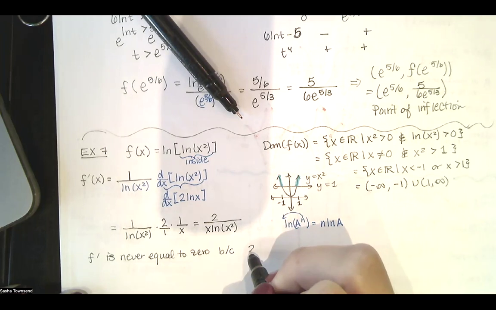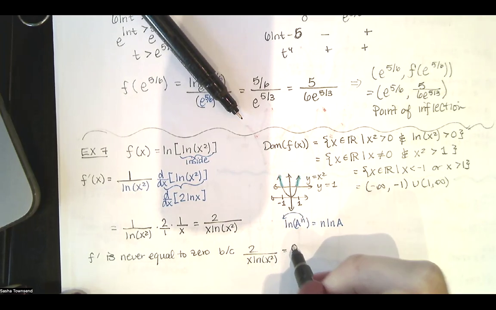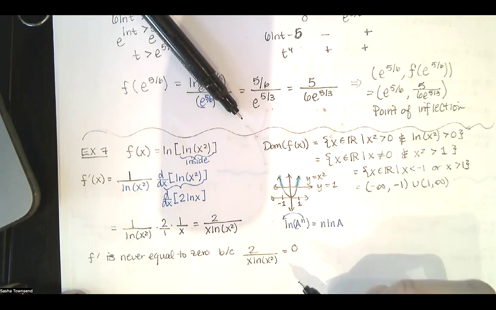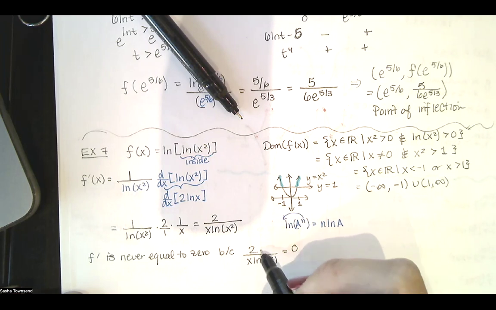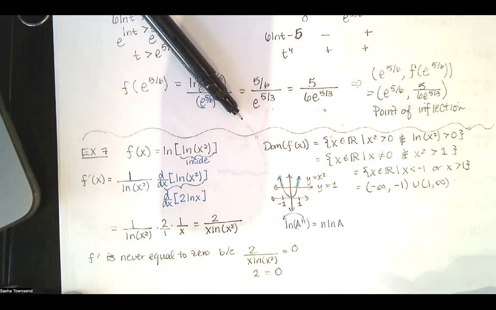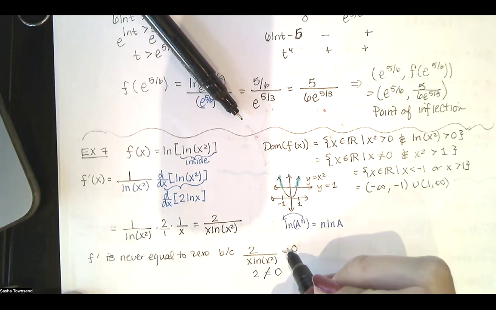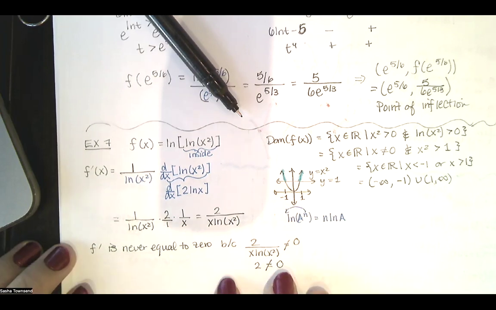If you want to see why that's true, you could just take this equation and try to solve for x. You say, okay, well, how do I solve for x? Well, first let's multiply both sides by this. Then I'll have 2 on this side equals 0 times that on the other side. So 2 equals 0. Like that never happens, right? Since that never happens, f prime is never equal to 0.